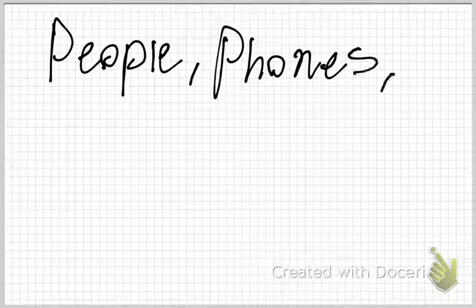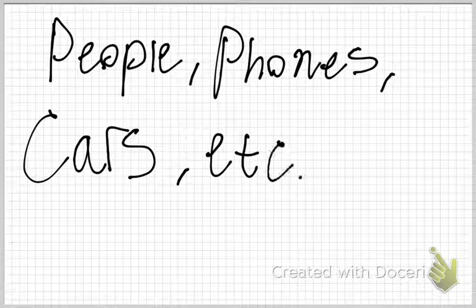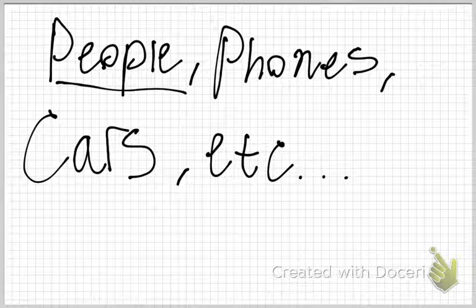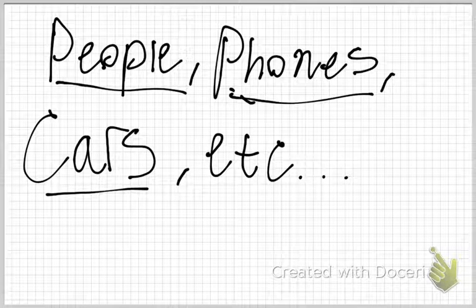All right. So just an example of what may be considered an object. I know we don't typically think of people as objects, but in this case, people are objects. People, phones, cars, etc. Anything that's a noun, a person, place, or a thing can be considered an object, and therefore it can be counted. If it can be counted, it can be considered an object.